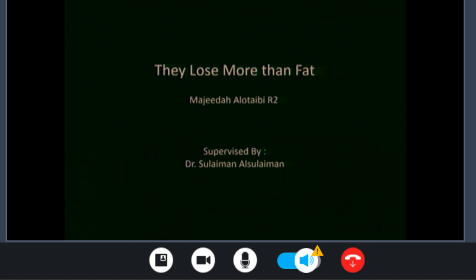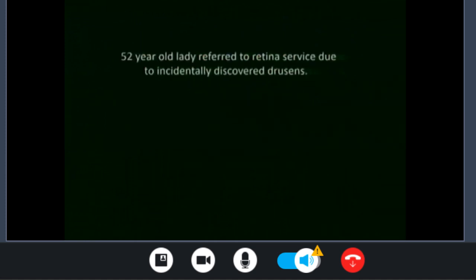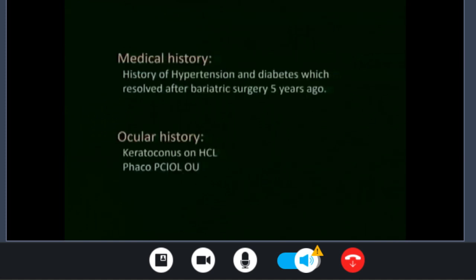Sliman for his supervision. Today, our case is a 52-year-old lady. She has follow-up in KKESH as a case of keratoconus. She was referred from anterior segment to retina due to incidentally discovered drusen. On history, the patient has hypertension and diabetes, which resolved after bariatric surgery 5 years ago. Ocular history: she is known to have keratoconus on hard contact lens and a history of uncomplicated cataract surgery in both eyes.